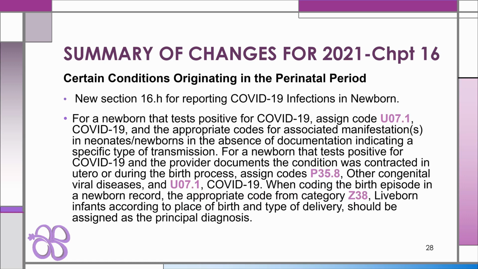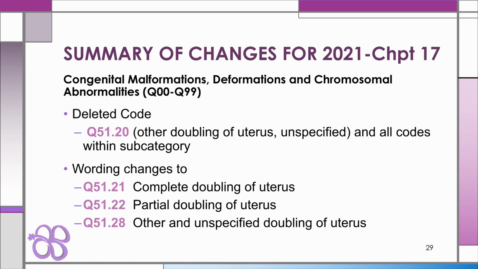Chapter 16, certain conditions originating in the perinatal period. There's a new section in the guidelines for indicating how to code with COVID. Newborns that test positive for COVID-19 assign code U07.1 and the appropriate codes for the associated manifestations in the neonate newborn, in the absence of documentation indicating a specific type of transformation. So just again, new guidelines to use specific sequencing and codes.